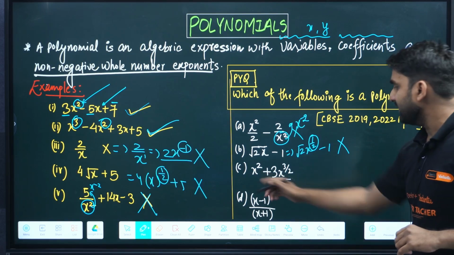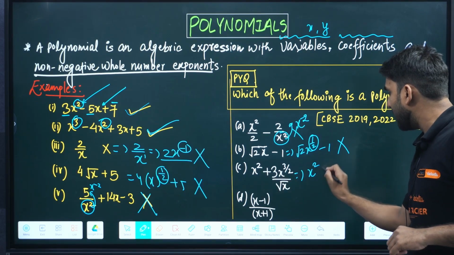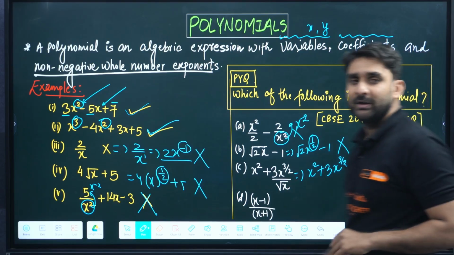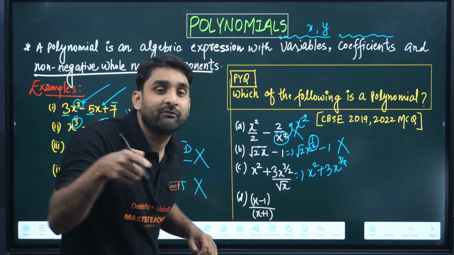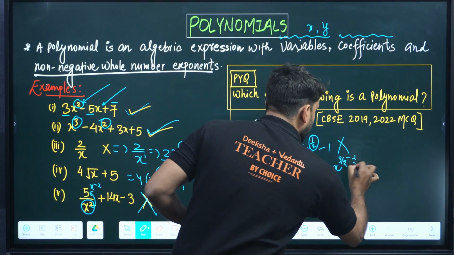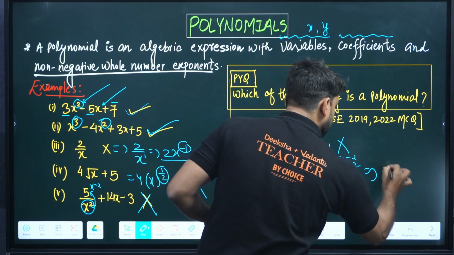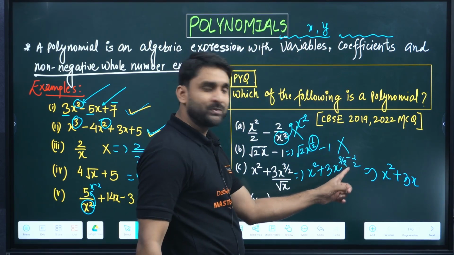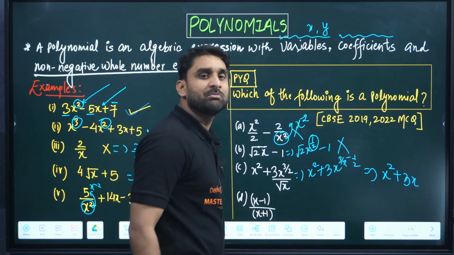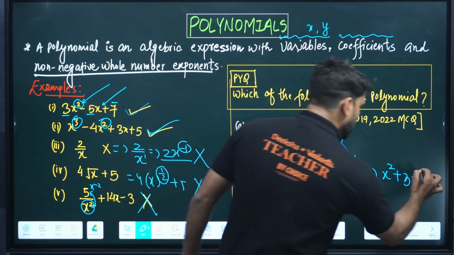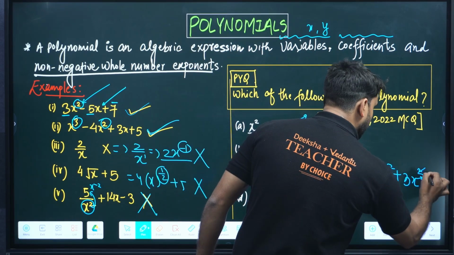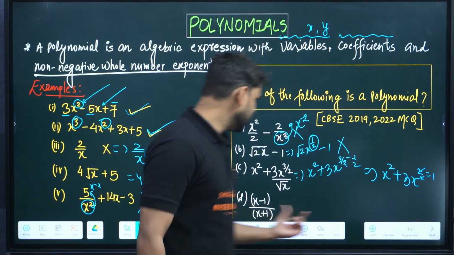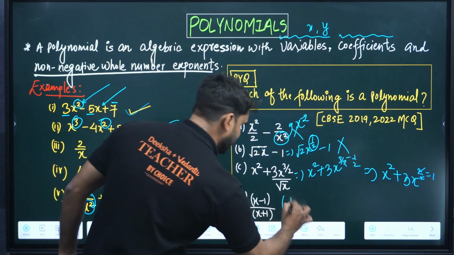Now if we talk about this, x square plus 3x to the power 3 by 2, and here is x root 2, meaning x to the power half, so half will be subtracted here. If we subtract 1 by 2 from 3 by 2, which number will be there? 2 by 2, which can also be written as 1. So this is a polynomial. This is not a polynomial because this is a rational function.